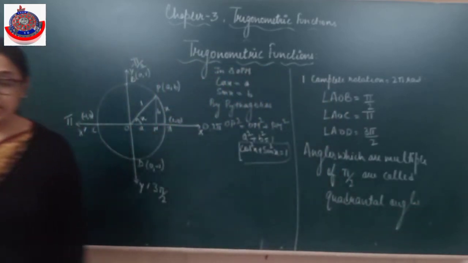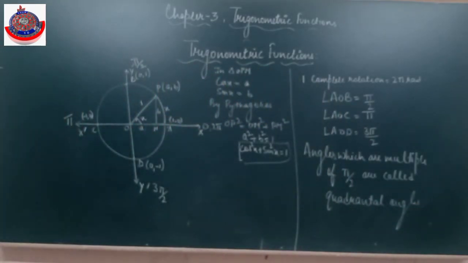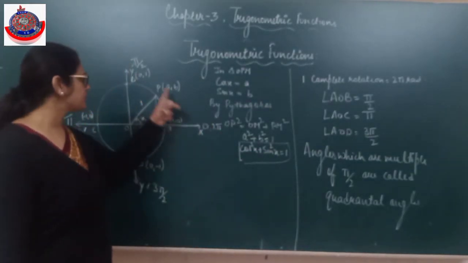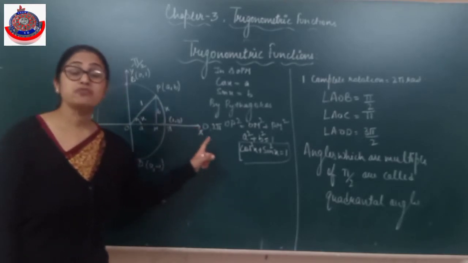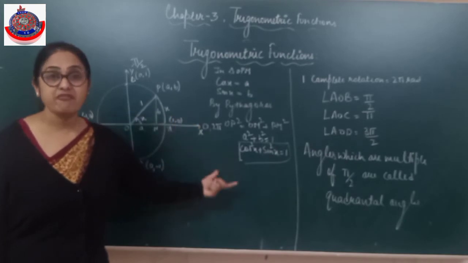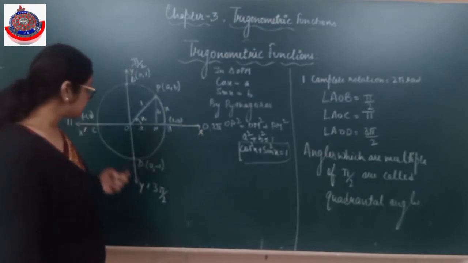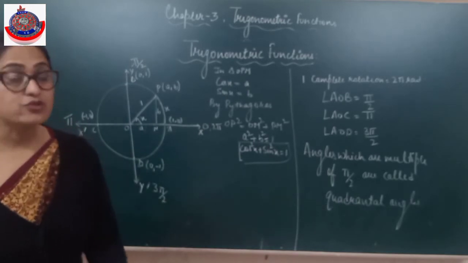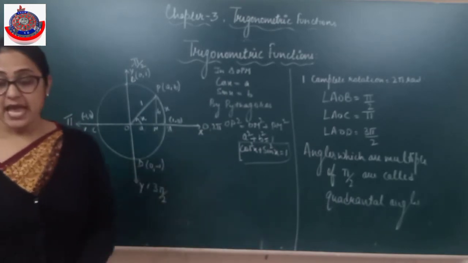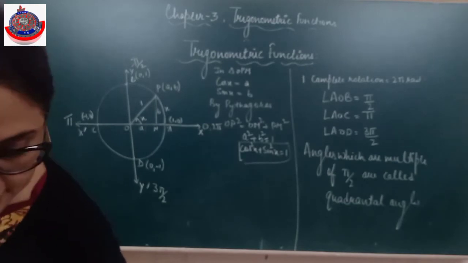Is it clear? These are called quadrantal angles. Clear to everyone? Alright, fine. So now what is my purpose? These are standard angles, and in between there can be many more angles. We are going to find out the values of trigonometric ratios, that means trigonometric functions, on these angles. Is it clear? Let's see how we find that.